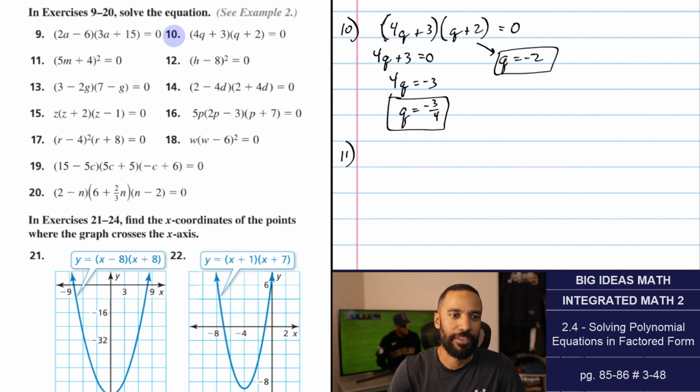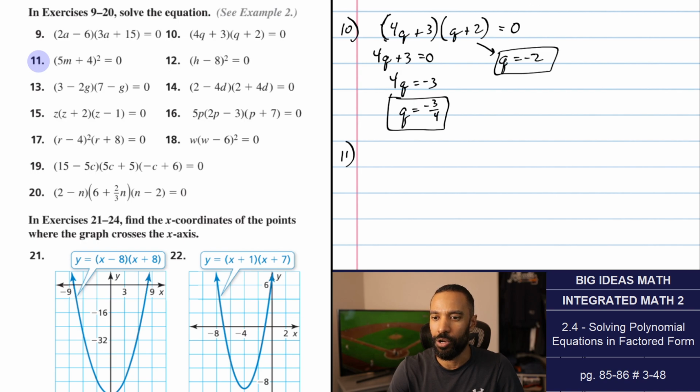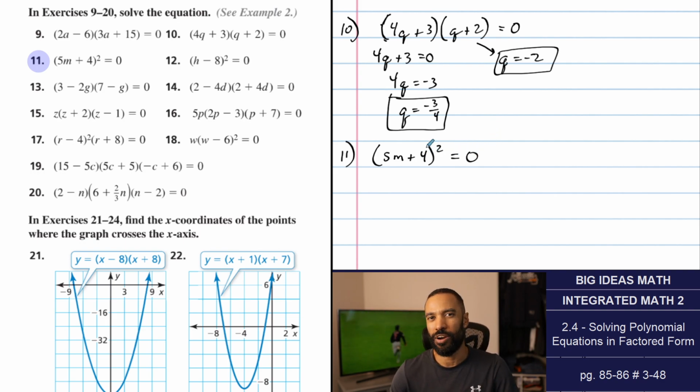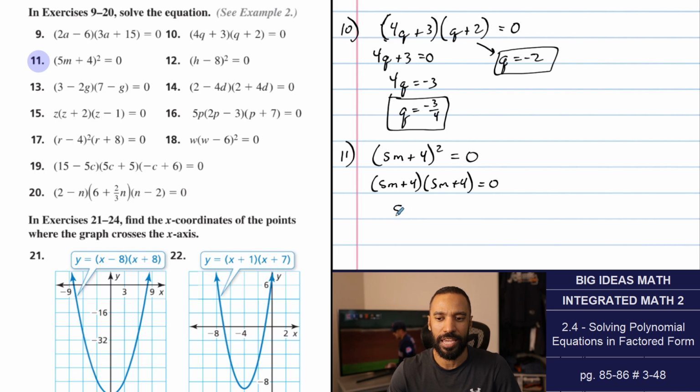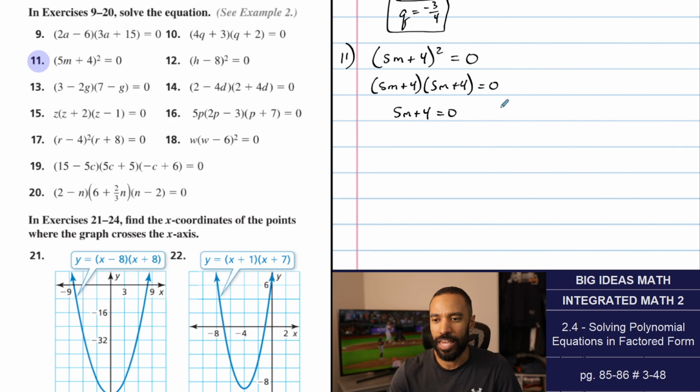All right, number 11, we have 5m plus 4 quantity squared equals 0. If you were with me on the notes, here's kind of what they brought forward, and you can choose to do it or not. There's more than one way to solve these, but given what we've covered so far, I should work with the way that they're talking about it, which is squaring something means multiplying something by itself: 5m plus 4 times 5m plus 4. This represents the same thing as saying either 5m plus 4 equals 0 or 5m plus 4 equals 0. For this first problem, I'm going to write it that way, the same thing twice.